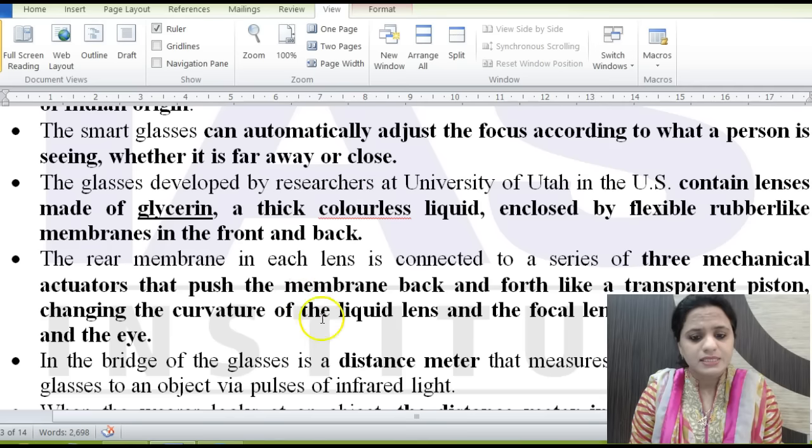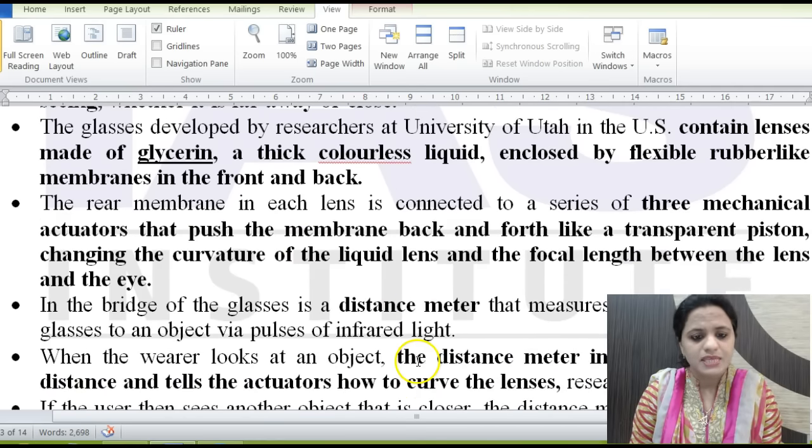This is also adjusted with the help of a distance meter, which is at the bridge of the glasses, meaning in between the two lenses there's a distance meter. It will use infrared light pulses to detect the distance, how far the observer wants to see, and based on that the adjustment would take place. If they want to see nearby objects, they would be able to see, and if they want to see farther objects, they would be able to see.